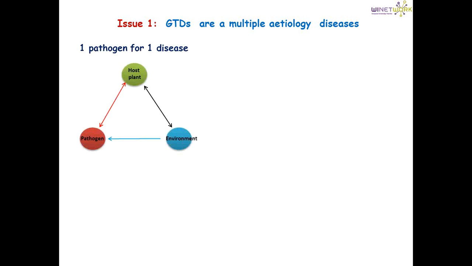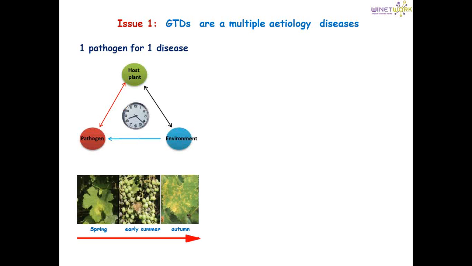Now we start to focus on this problem, just to explain why GTD are not so easy to manage. The first problem is that GTD are multiple etiology diseases. What does this mean? To understand, we first refer to a normal one-pathogen disease. We have a susceptible host plant, a virulent pathogen, and the environment. If we also consider time, we have a situation like, for instance, downy mildew, in which one can see in spring the chlorotic spots on leaves, then maybe symptoms on grapes, and at the end of the season the yellow mosaic spots.